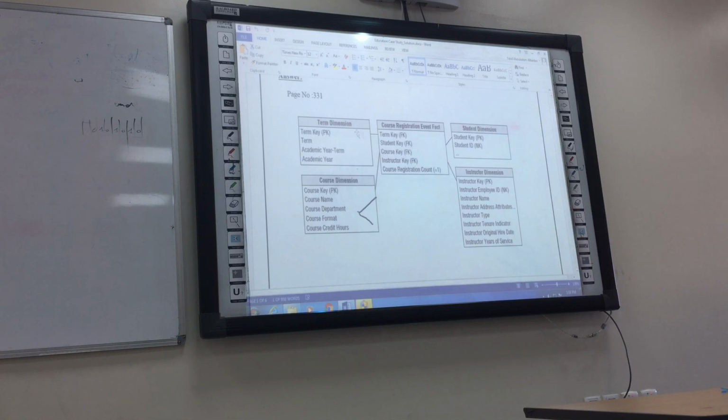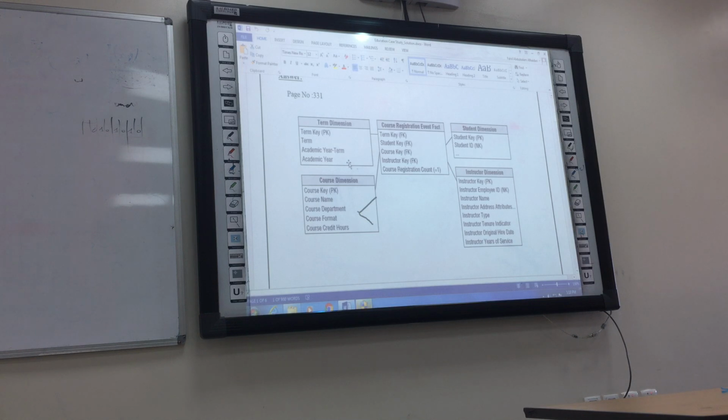Then let's think about term. The key that differentiates those terms. For sure, we need term key as primary key, you know, in the database. And we need a term. This is the actual key I need. Also, I can speak about academic year term and academic year.